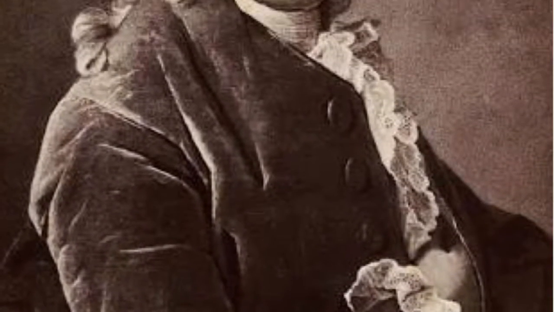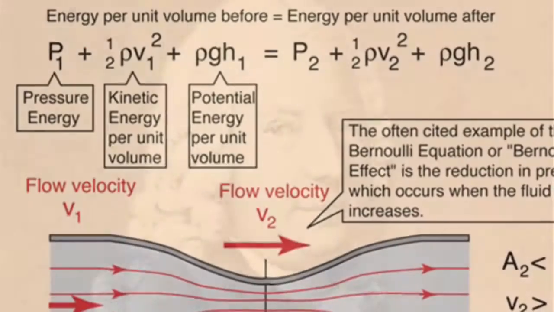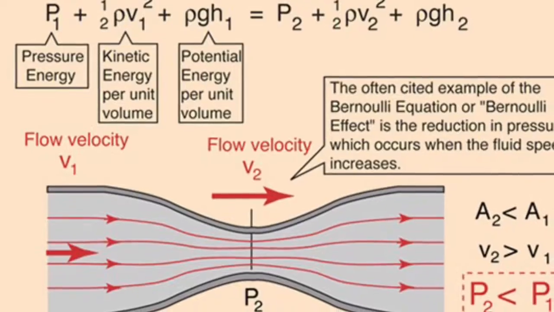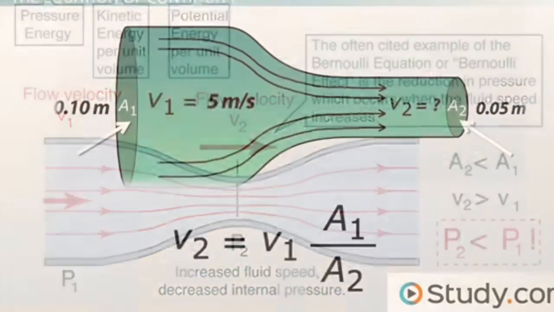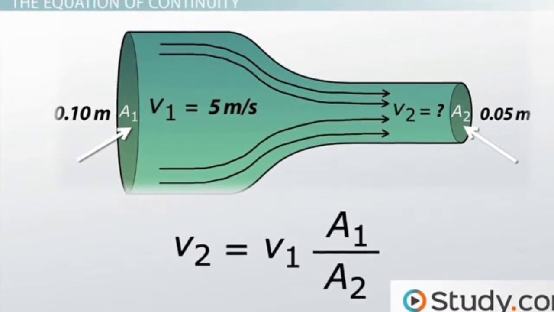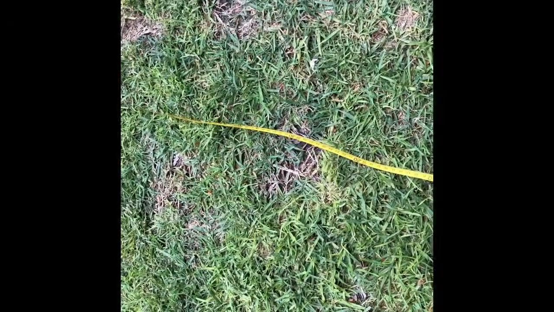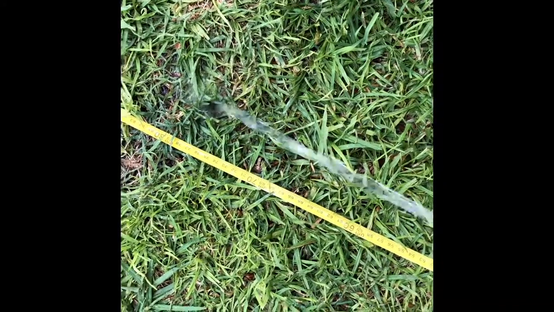Daniel Bernoulli was a Swiss mathematician and physicist of the 18th century. The Bernoulli equation relates pressure, flow speed, and height for flow of an ideal incompressible fluid. The Bernoulli equation is a statement of the conservation of energy principle appropriate for flowing fluids.